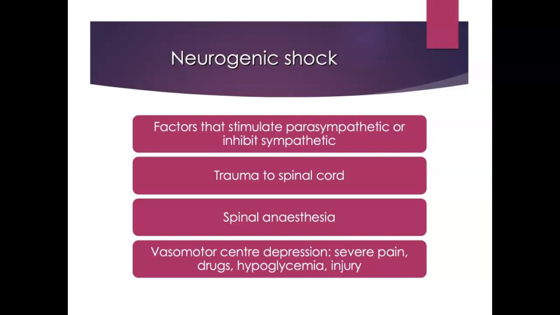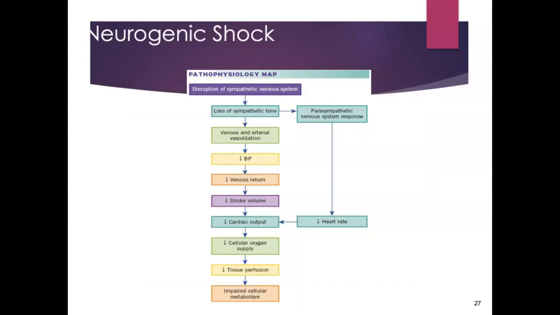And so let's go into a little bit more pathophysiology. What you'll see happening here is that when you have a disruption in the sympathetic nervous system, you'll lose that sympathetic tone. But what also happens is if you knock out the sympathetic nervous system, the parasympathetic nervous system will have a response. And one of their typical responses is decreasing the heart rate. And you'll see how this comes back into play.